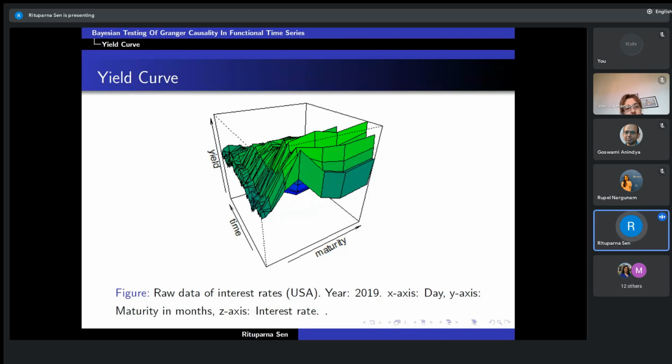So for the first day, for example, which is the frontmost curve you see, you have different maturities, and now you have it for every day. So this is 2019, and this is how the data set looks.